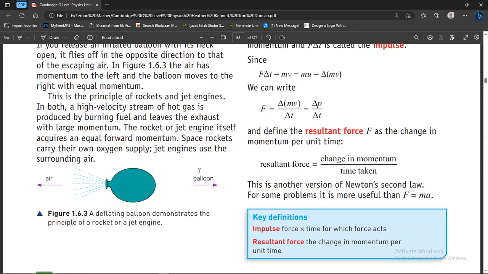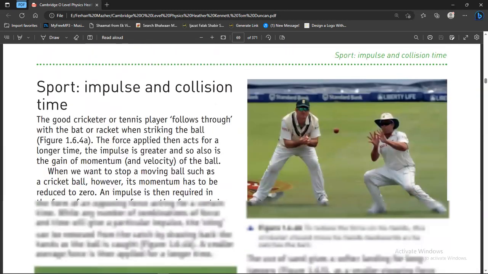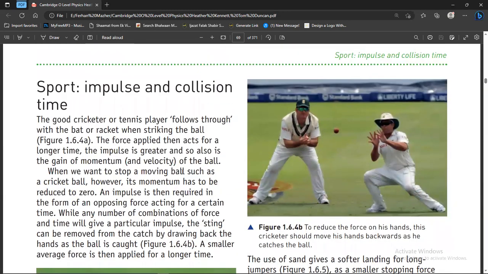For some problems, it is more useful than F equals ma. So the key definitions here are impulse, force multiplied by time for which force acts. Resultant force is the change in momentum per unit time. Okay, so we have sports, impulse, and collision time.